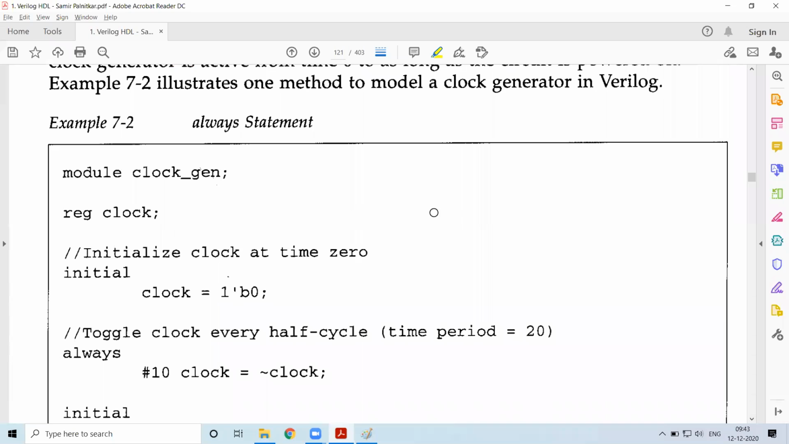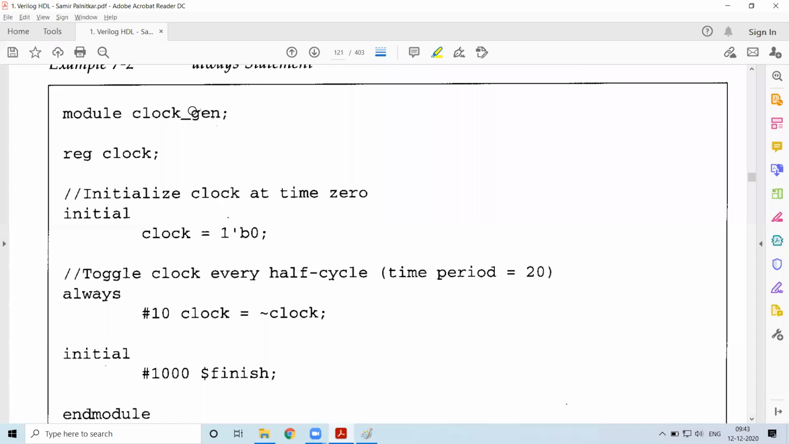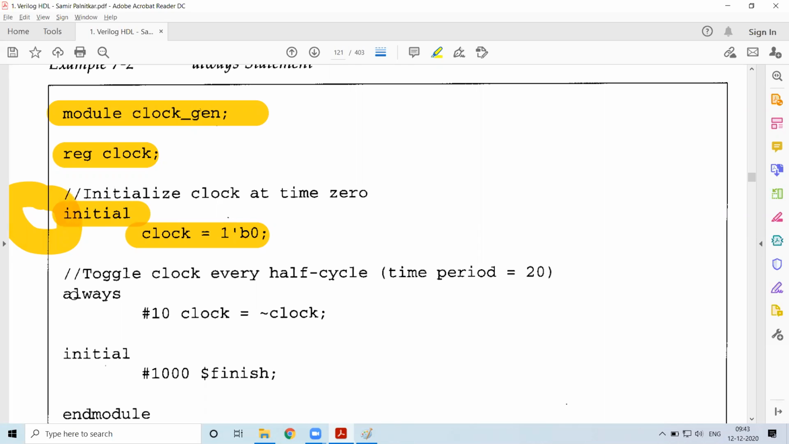Now let us look through an example. Here we can see a module being defined, and a variable has been defined over here. This is the initial block, which will be executed only once. Only one statement is there: clock is being assigned the value of 0 at the 0th time unit. This initial block starts its execution at the 0th time unit, and this always block also starts its execution at the 0th time unit.